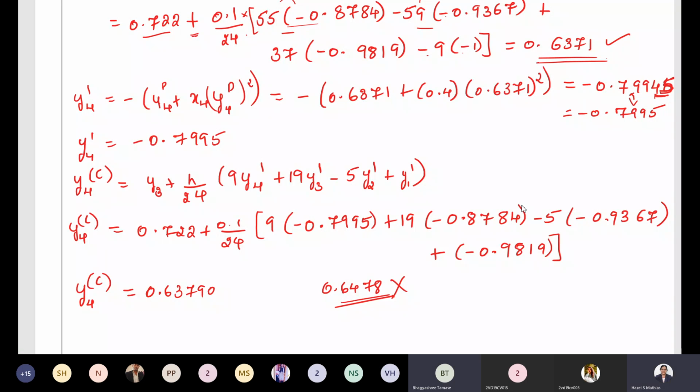0.6419, ma'am. No, that is also wrong. It should be somewhere closer to 0.637. And 0.6379, ma'am. Oh, ma'am, 0.641, then you have gone wrong somewhere. Check once again, everybody. Those who are getting 0.647.